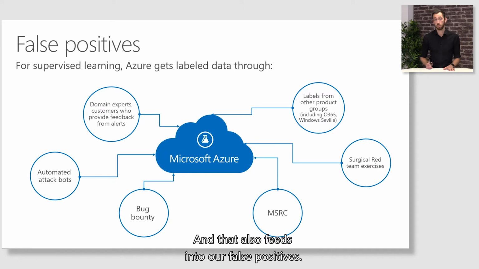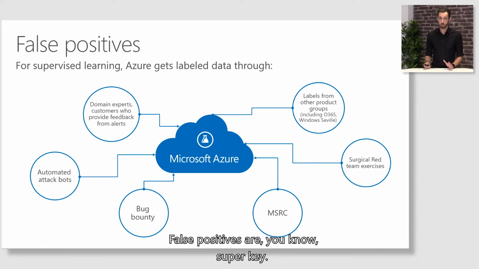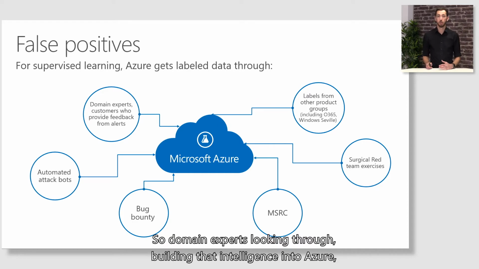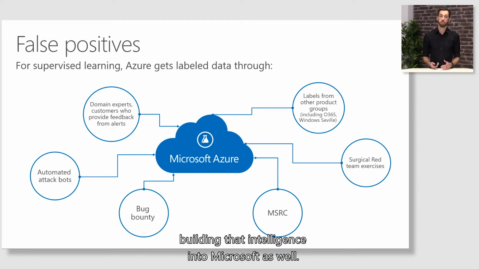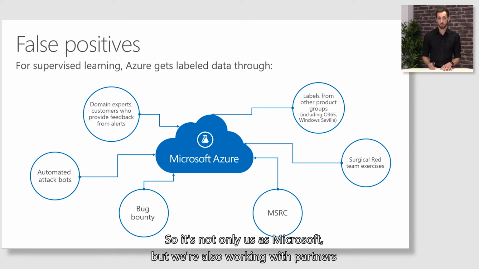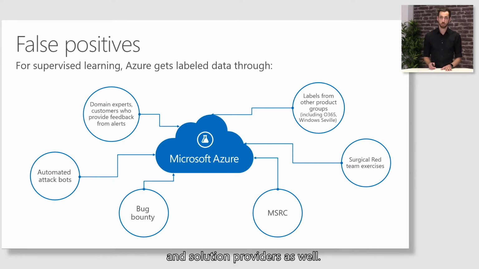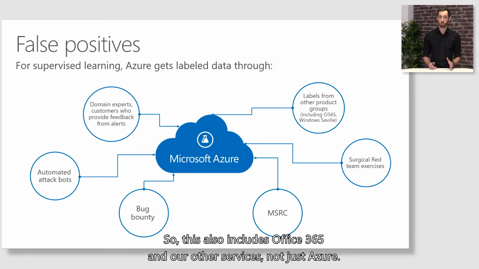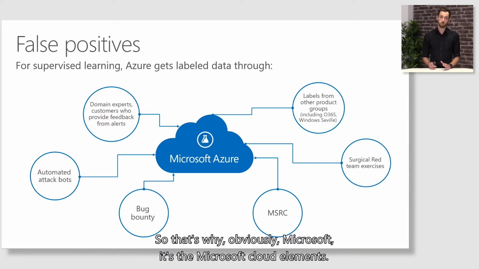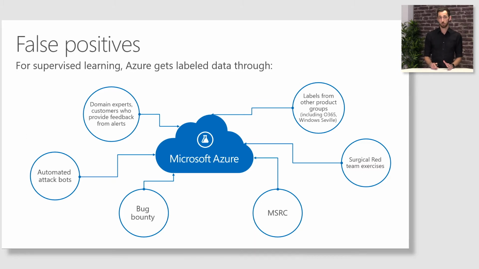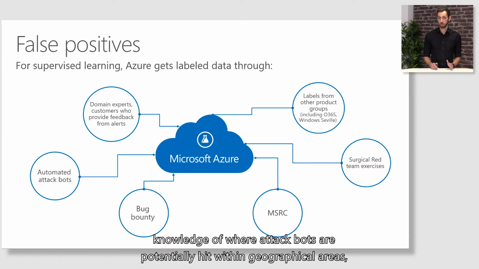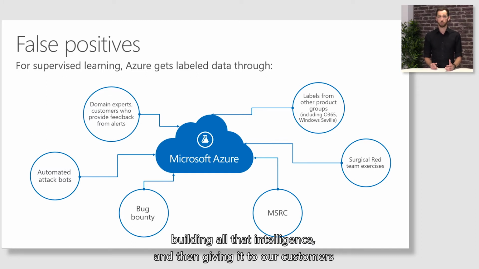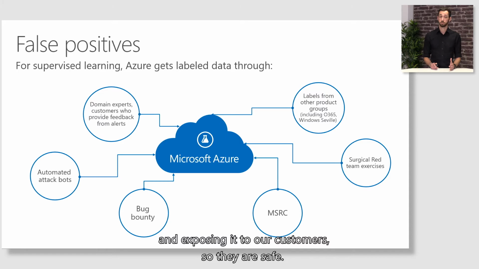And that also feeds into our false positives. False positives are super keen. Domain experts look through, building that intelligence into Azure and into Microsoft as well. It's not only us as Microsoft, but we're also working with partners and solution providers that feed into our catalog of exposures. This also includes Office 365 and other services, not just Azure. That's why I always say Microsoft, it's the Microsoft cloud elements. So attacks, attack bots, knowledge of where attack bots potentially hit within geographical areas, building all that intelligence and then giving it to our customers and exposing it to them so they are safe.